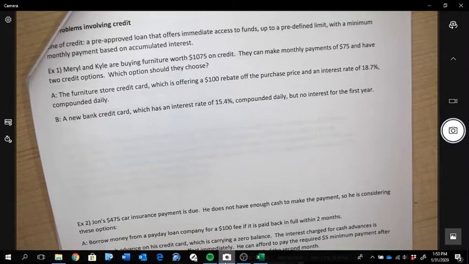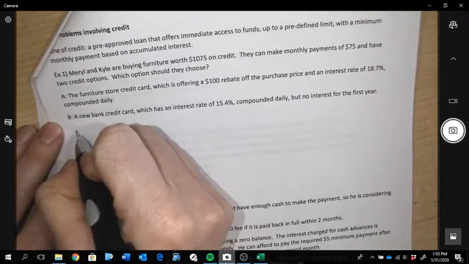Merle and Kate are buying furniture worth $1,075 on credit. They know that they can make monthly payments of $75 and have 2 credit options. So which option should they buy? A furniture store credit card is offering a $100 rebate off the purchase price and then charging an annual interest rate of 18.7%, compounded daily.